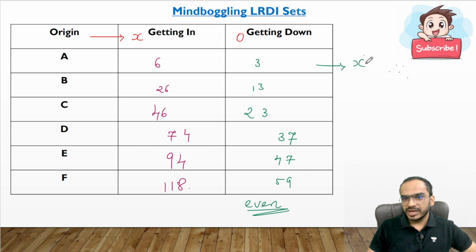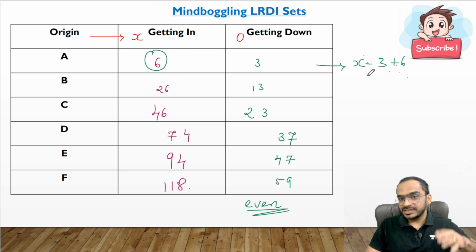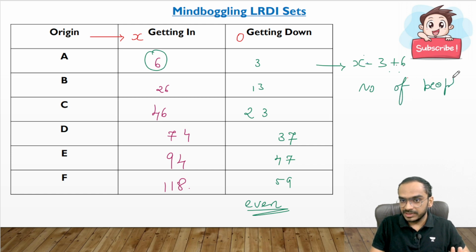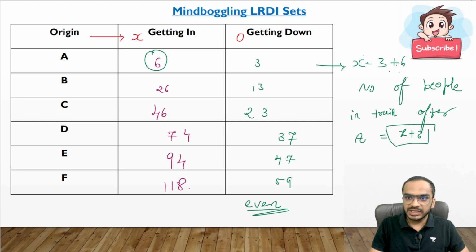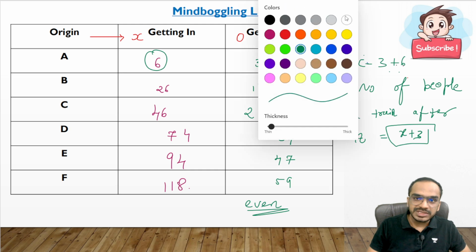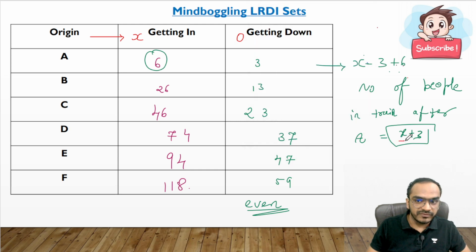3 people got down at A and 6 new people get in at A, so that after the train leaves station A, the number of people in the train will be how much? X plus 3. Tell me yes or no. Are we clear with this? So now see, we need to find out the minimum possible value of X.